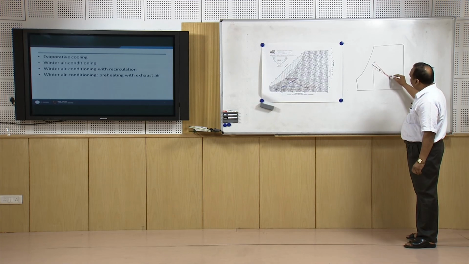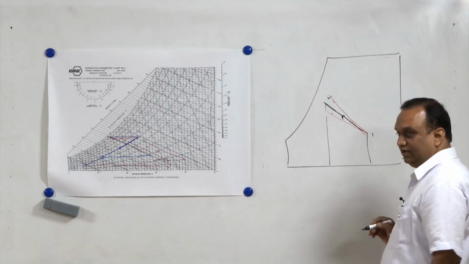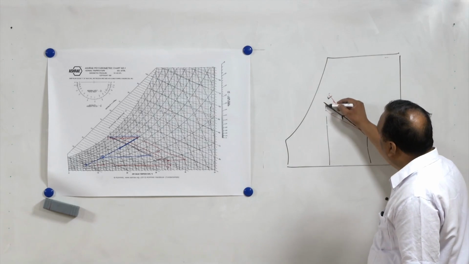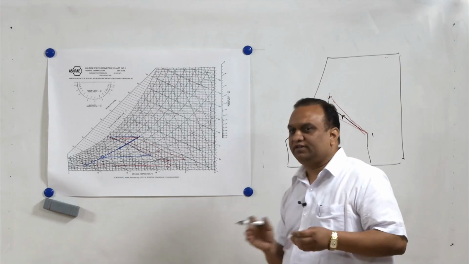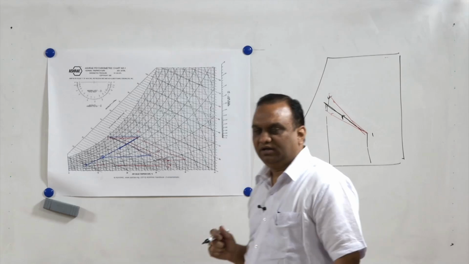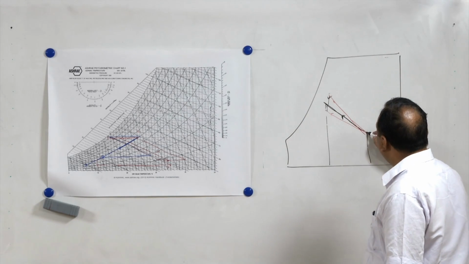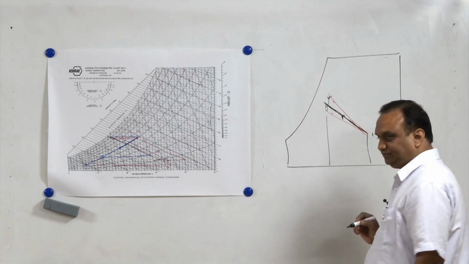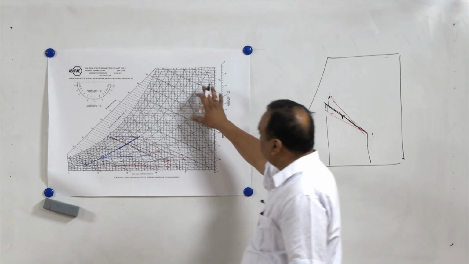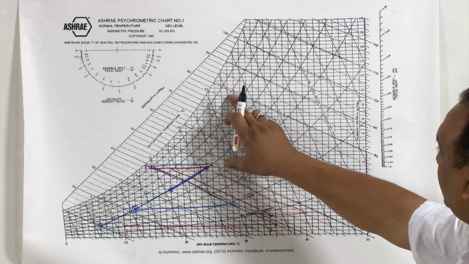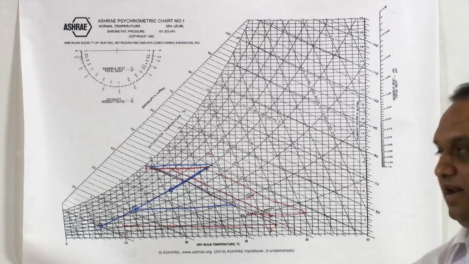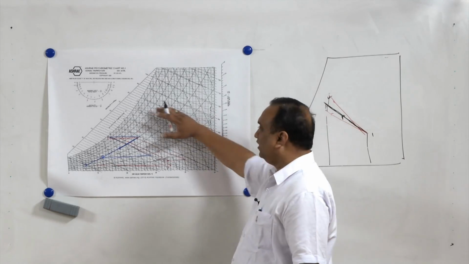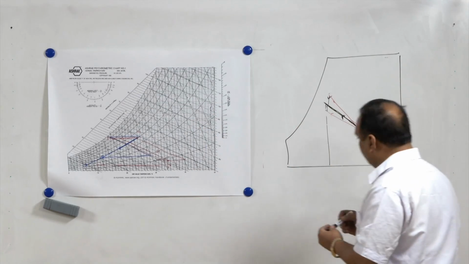If the temperature of water is less, this line will be followed. If the temperature of water is more, this line will be followed. But since these lines are very close to each other, the difference is minimal. So, even if there is a difference in the temperature of air and cooling water, it can be taken as following the wet bulb temperature line. In some of the psychrometric charts, you will find that there is no deviation between the wet bulb temperature line and the constant enthalpy line. So, in those charts you can comfortably follow the constant enthalpy line for adiabatic cooling.